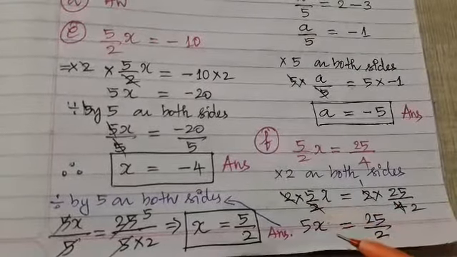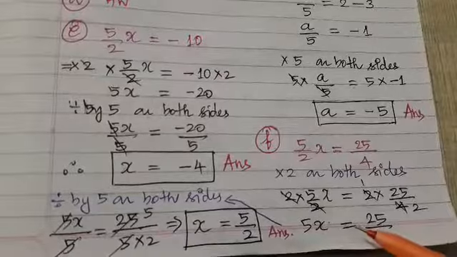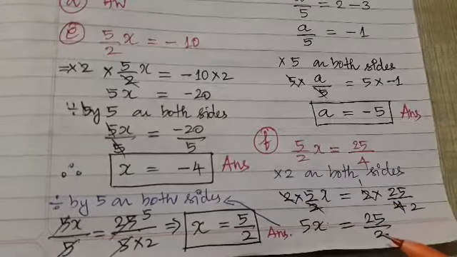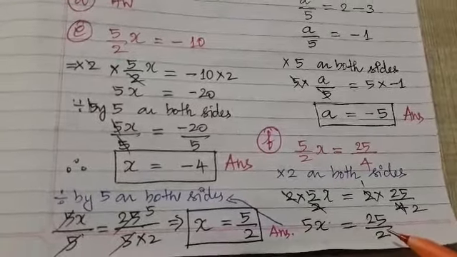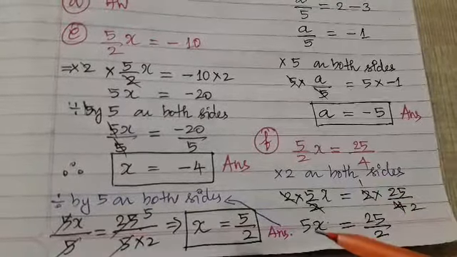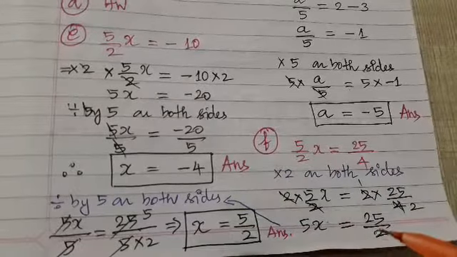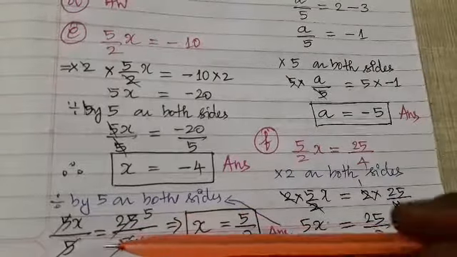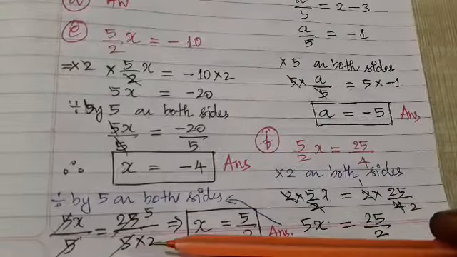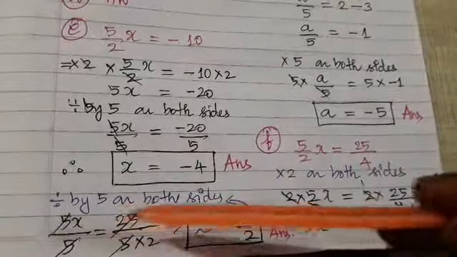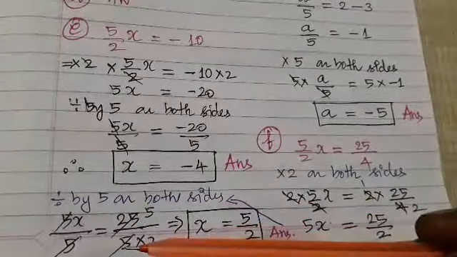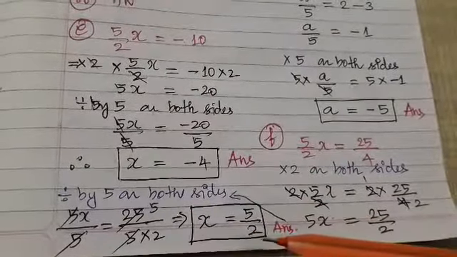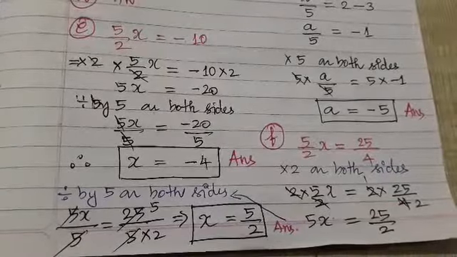Then the 2 cancels, and it will remain 5x, which is equal to 2 and 4 will be reduced: 1 time and 2 times, 25 upon 2. Once again, 5x equal to 25 upon 2 we are having. Then remove this 5 from the x. What do you have to do? Divide by 5 on both sides. So 5x upon 5, and 25 upon 2 into 5 also. Here the 5 cancels, x will be left on the left hand side, and on the right hand side this 5 can cancel 25, and x will be equal to 5 upon 2. That is your answer for the F problem.